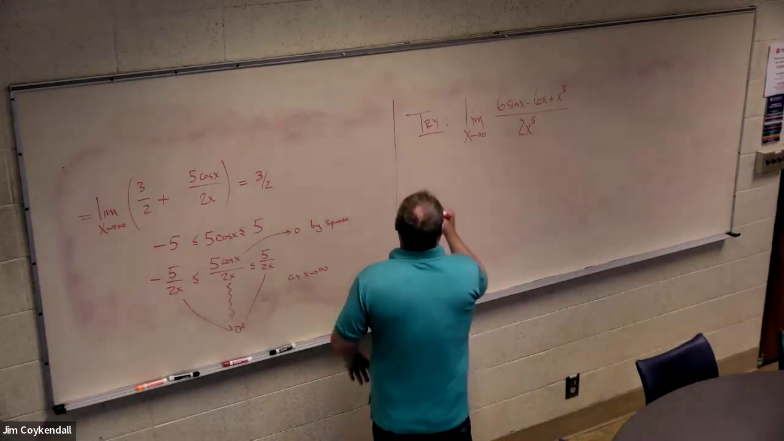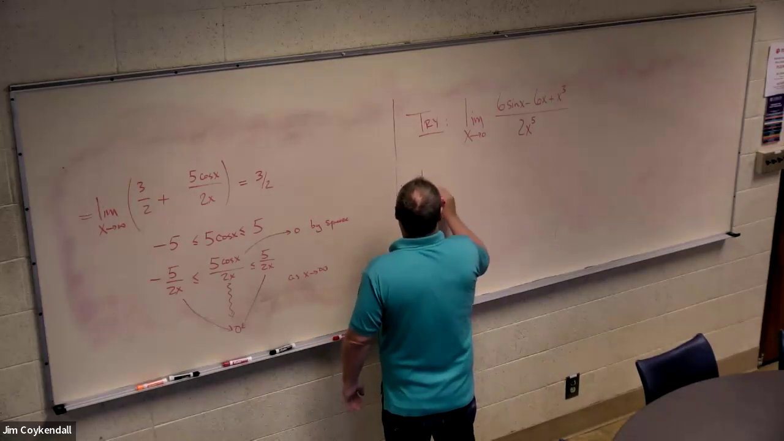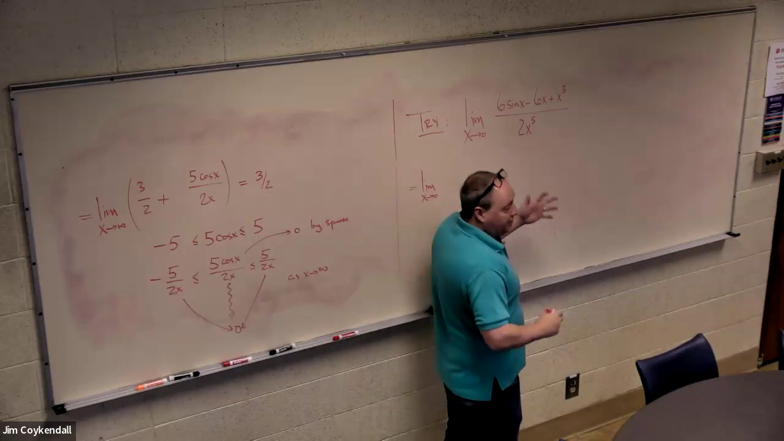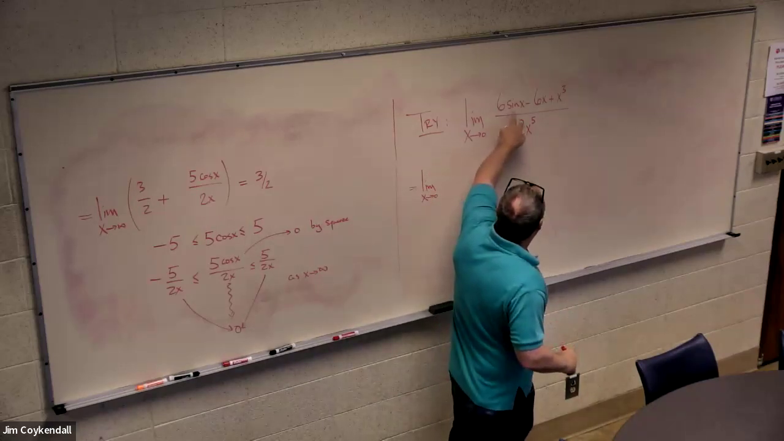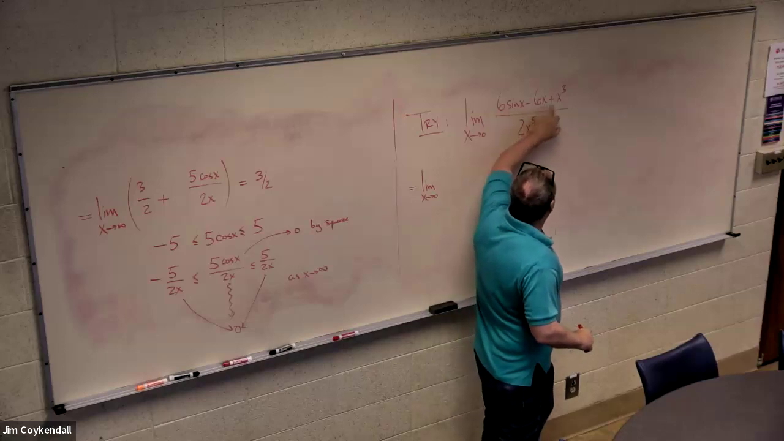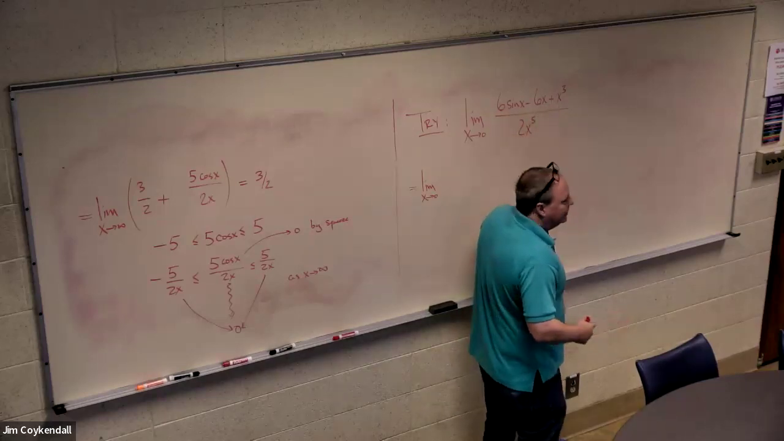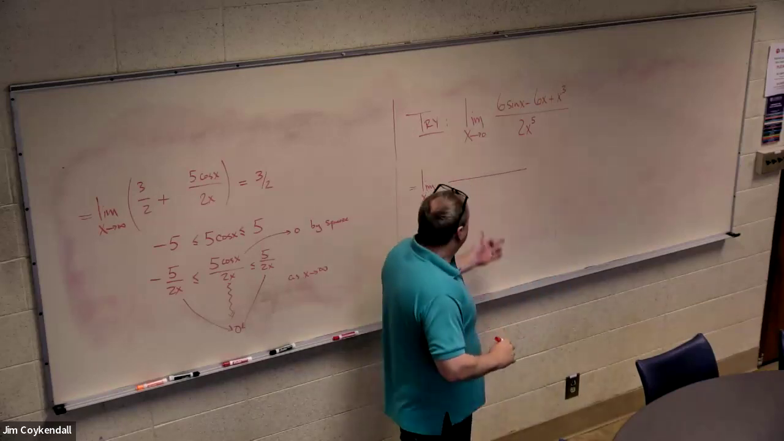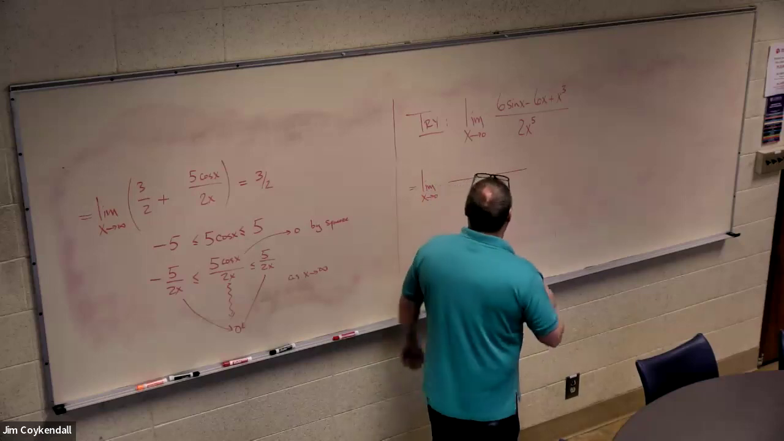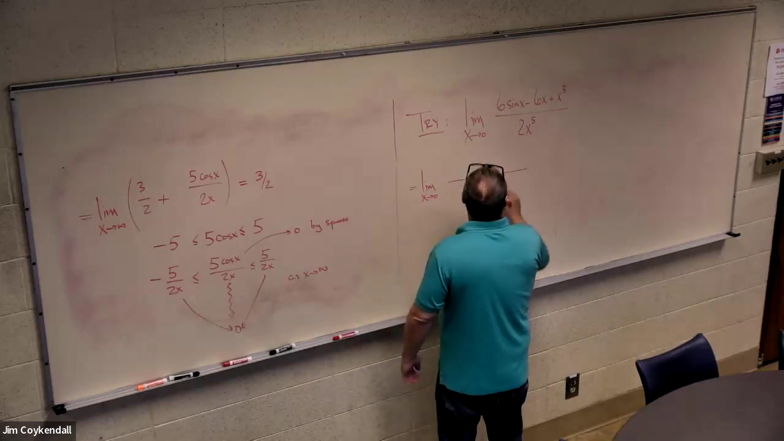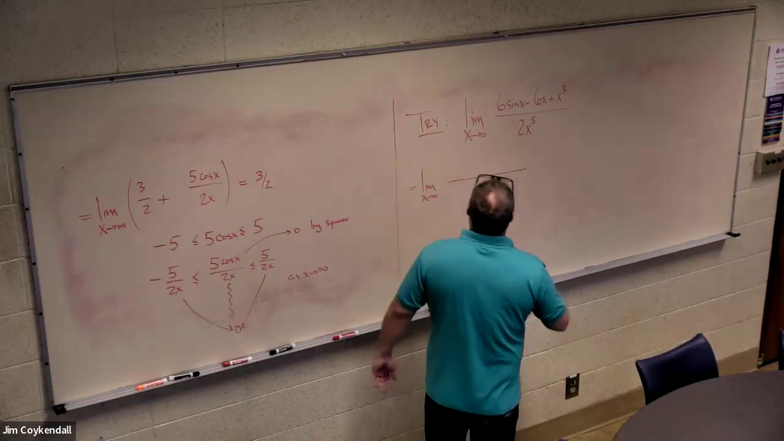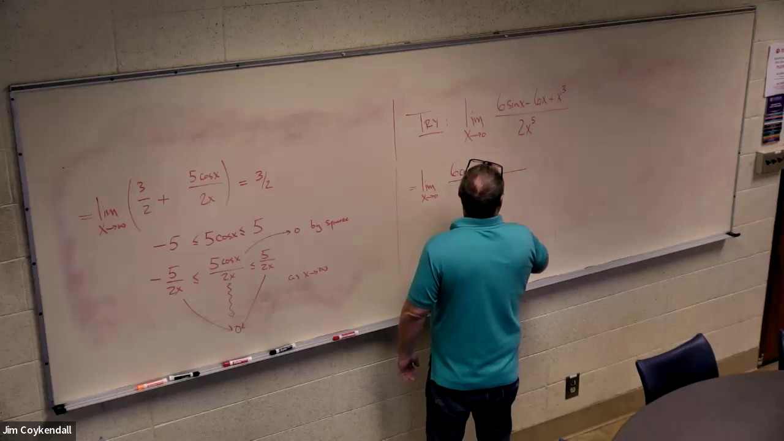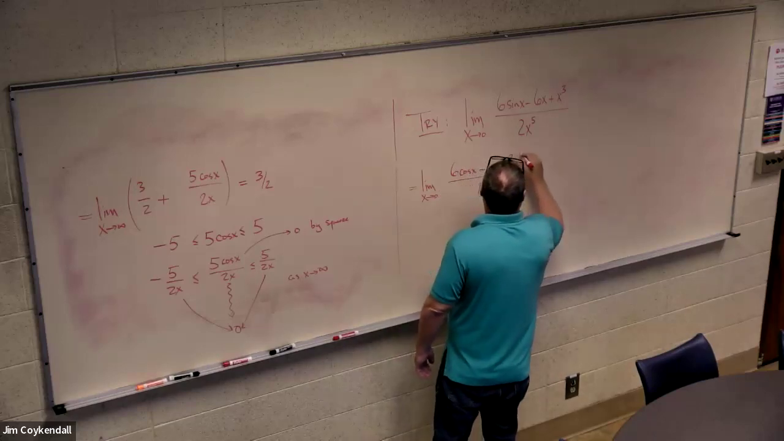So let's go through this. Of course, the first thing I always check is to see if you can plug something in. If I plug in 0, I get 0 over 0, so that still means maybe I should follow L'Hopital's rule. What's the derivative of the bottom? Derivative of top: 6 cosine x minus 6 plus 3x squared.